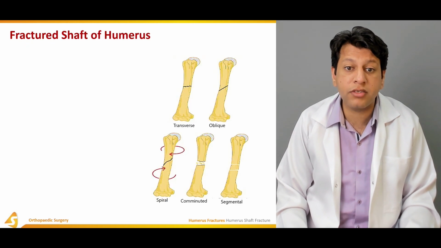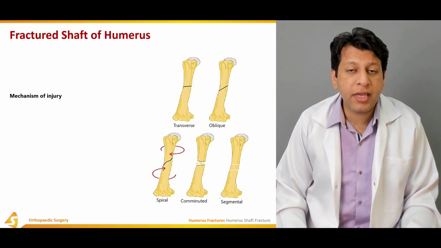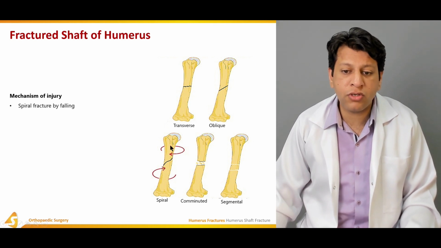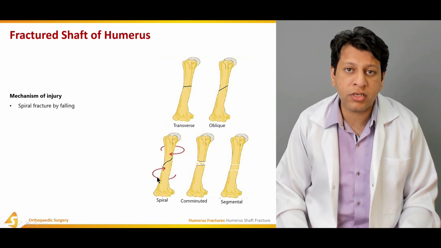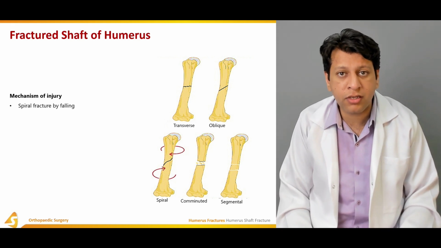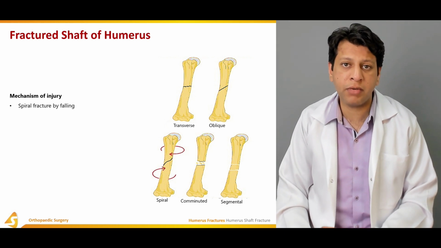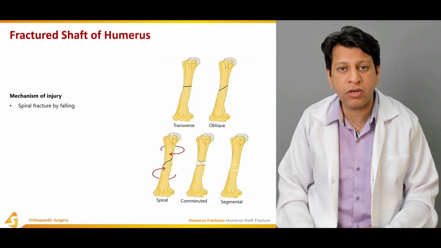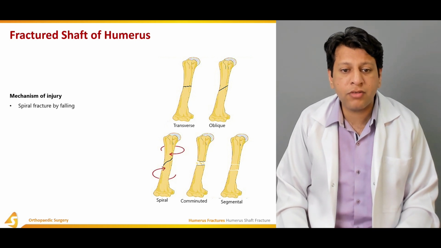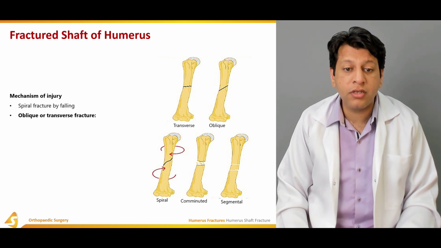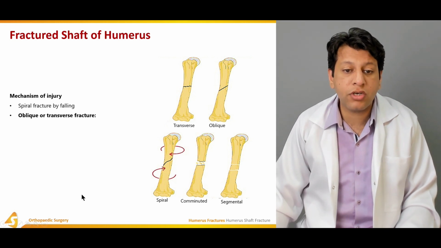Now coming to the fractured shaft of the humerus. Mechanism of injury, as I told you, could be a spiral fracture, as in this case, due to a fall on the outstretched hand where the hand got twisted or stuck, and the body was either rotating or straight but the hand was stuck in such a way that it got a twisting injury. A fall on the outstretched hand with a twisting kind of injury results in a spiral fracture. This could also be a simple oblique or transverse fracture.